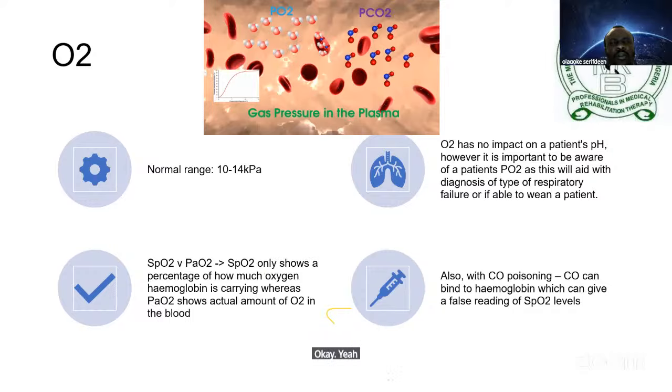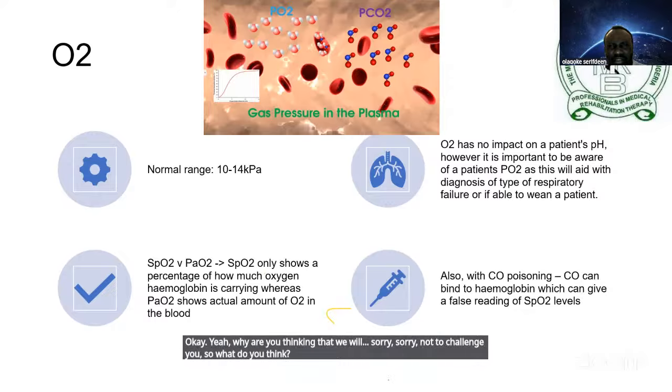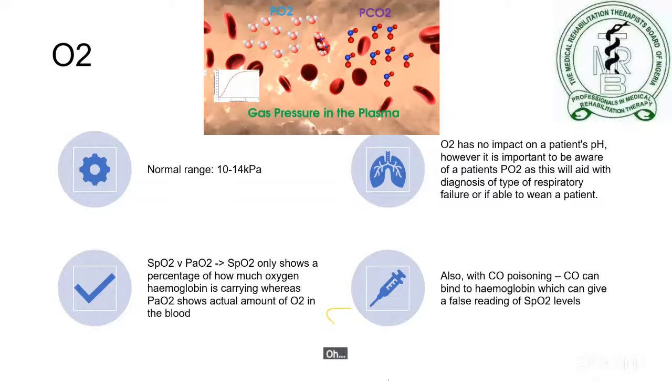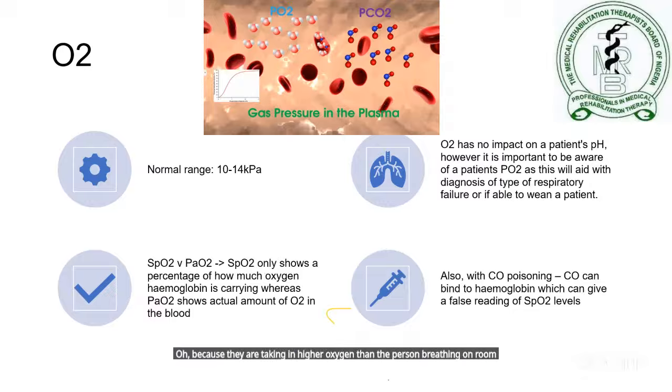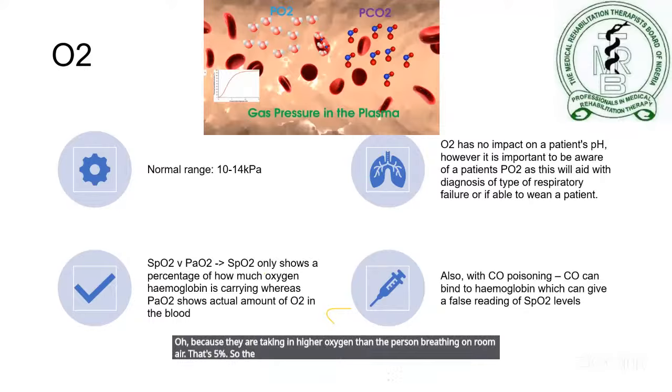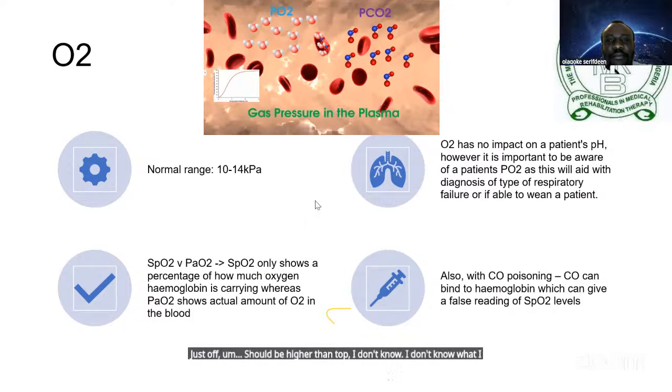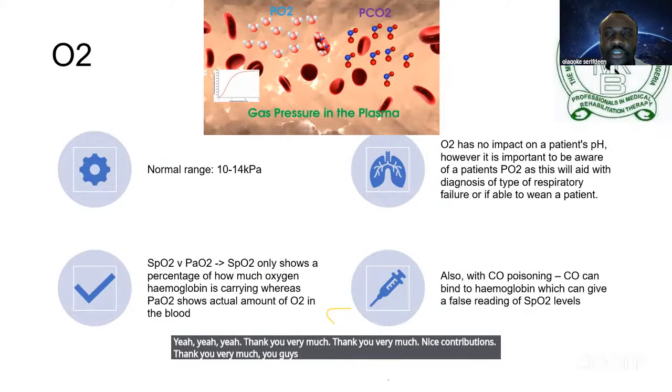Yeah. Why are you thinking that way? Sorry, not to challenge you. Why do you think that should be the situation? Because they are taking in higher oxygen than the person breathing room air, 35%. So the plasma should have more than just 12. Should be higher than 12. I don't know what I think. Yeah. Thank you very much. Nice contributions. Thank you very much, you guys, for that contribution.